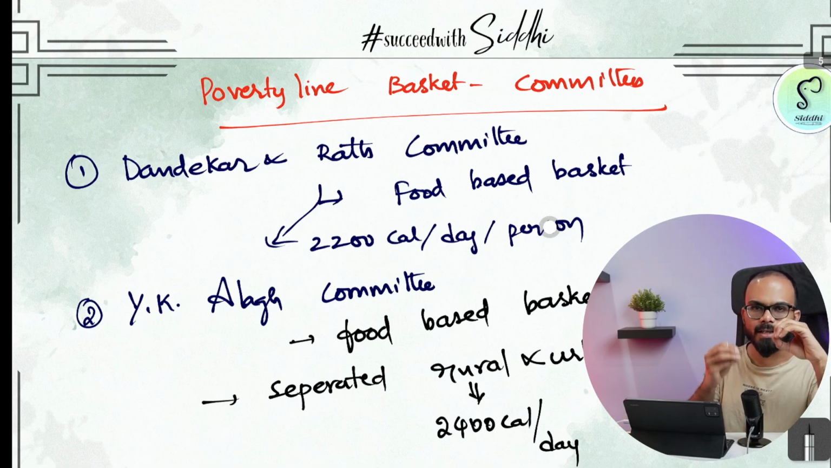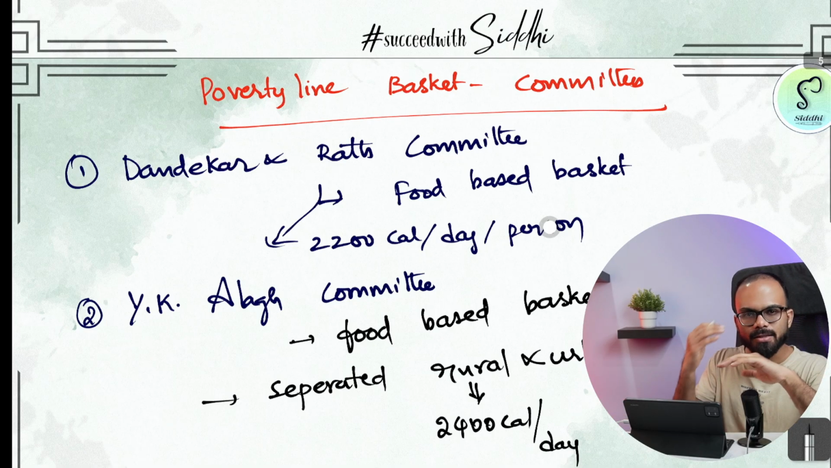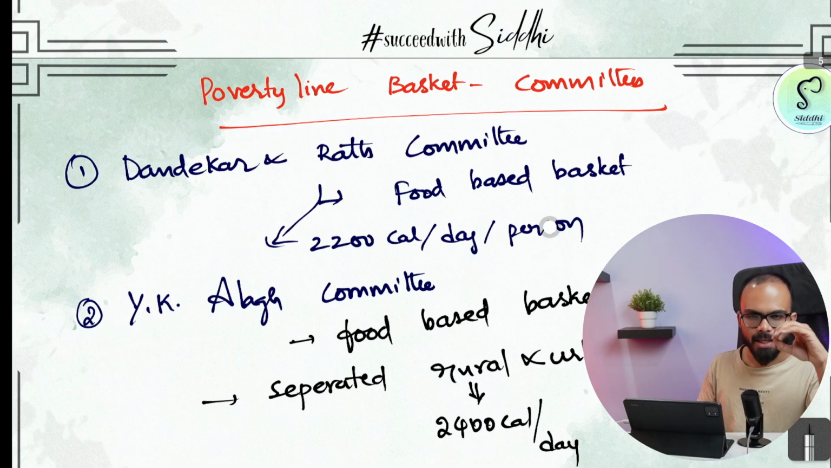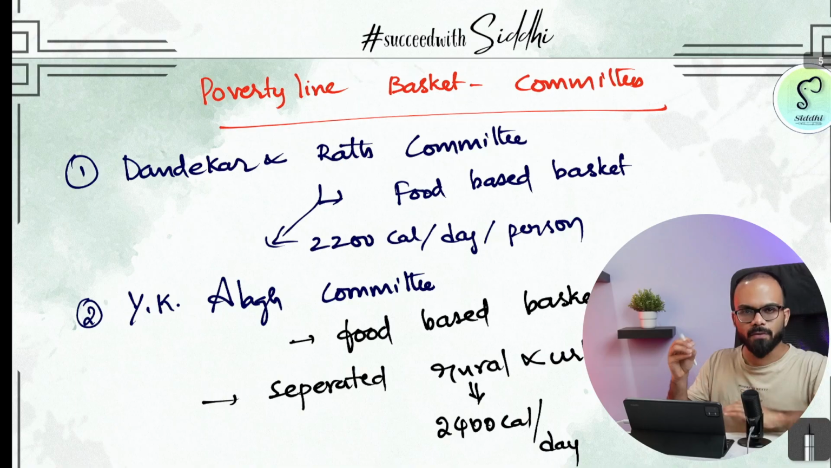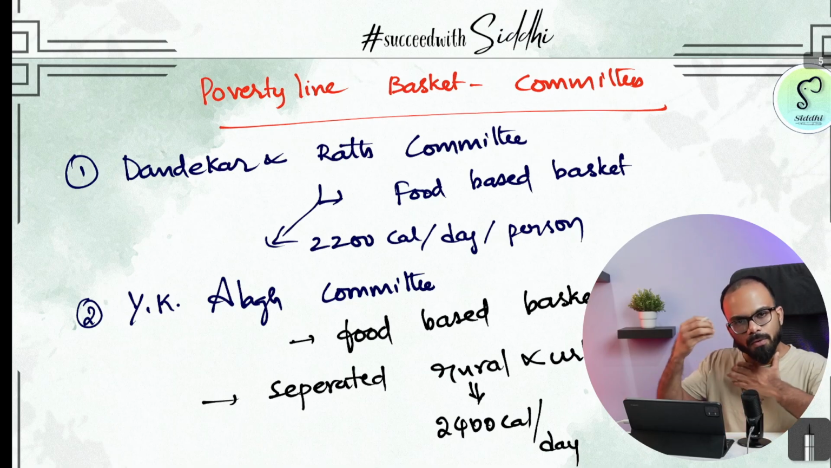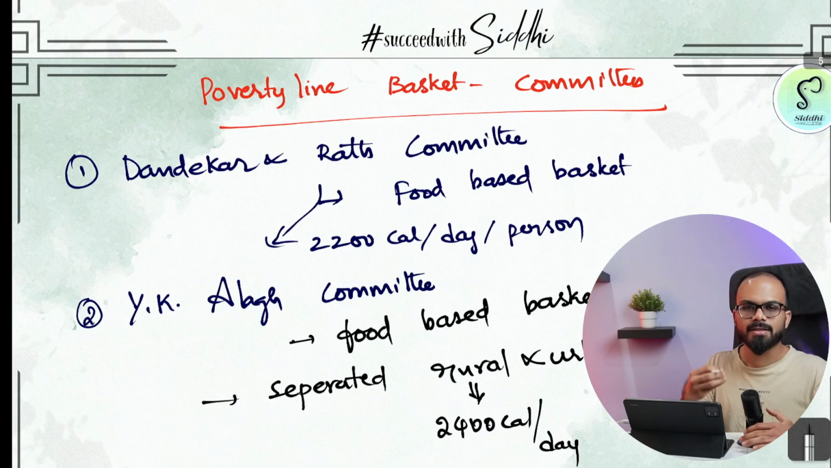Various committees at different points of time improvised the definition of poverty basket, and today we follow a line known as Tendulkar poverty line. In the next 5 to 10 minutes, we will understand how this definition of poverty has evolved, how we improvised our poverty baskets, and various committees in this.